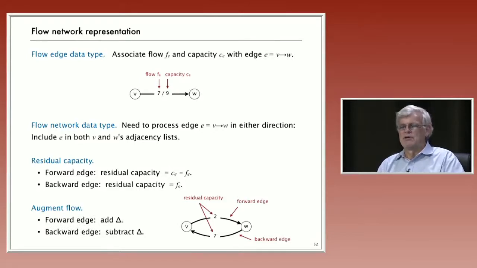And to actually do the augmentation, you'll have a value which is your maximum amount that you're going to augment. And so if you're on a forward edge, you add it, and if you're on a backward edge, you subtract it. So that's the basic idea, and it's quite natural from the graph representations we've been using and the way that the Ford-Fulkerson algorithm works.